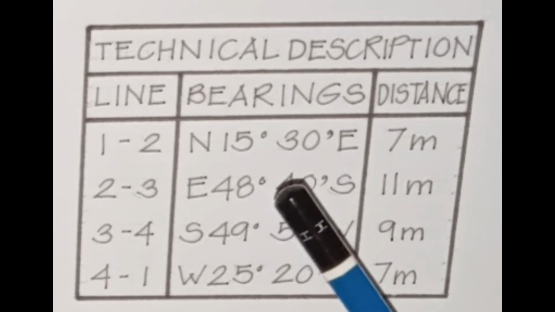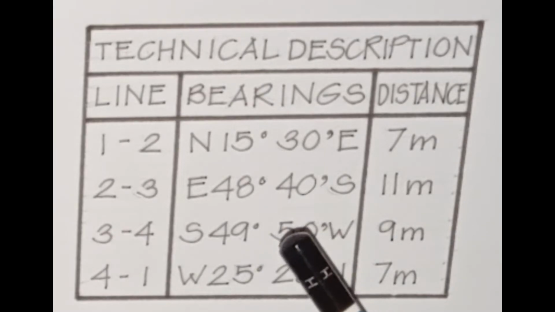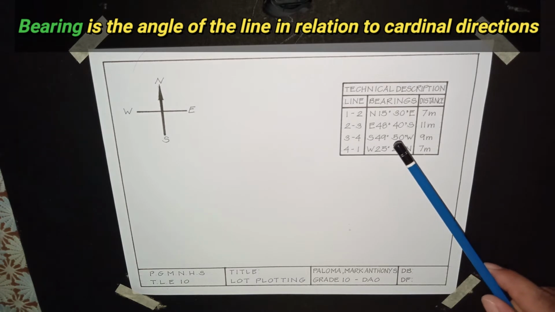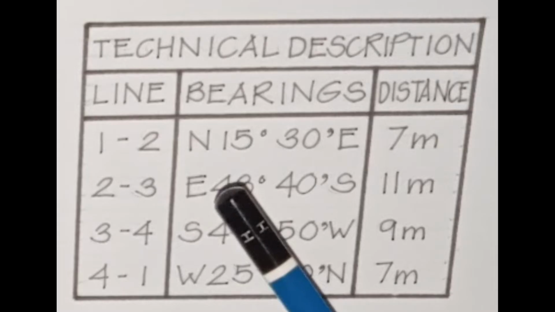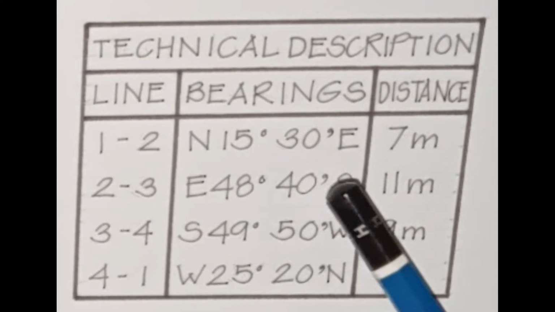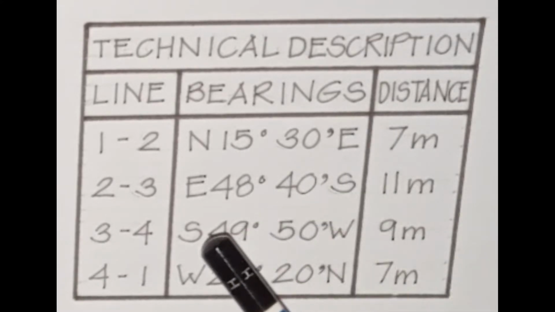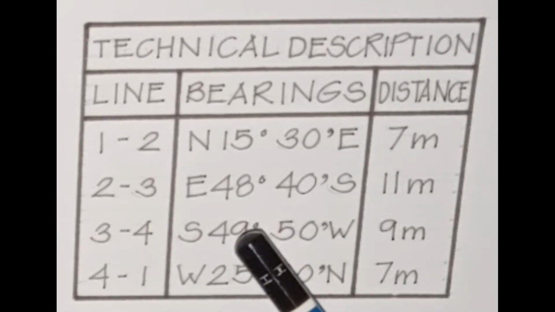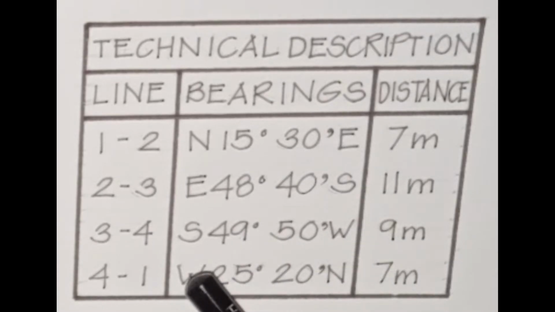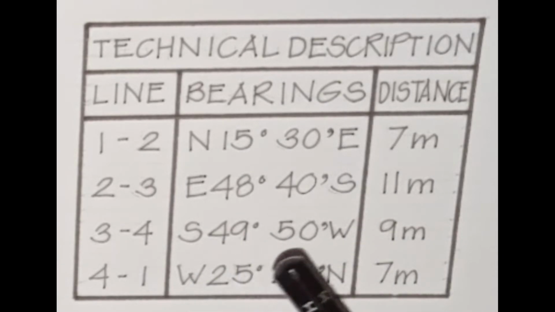For the bearings, we have the following example. By the way, when we say bearings, these are the angles of the lines in relation to cardinal direction. So for the first line, we have north, 15 degrees, 30 minutes going to east. For the second line, we have east, 48 degrees, 40 minutes going south. For the third line, we have south, 49 degrees, 50 minutes west. And for the last line, we have west, 25 degrees, 20 minutes going to the north part.